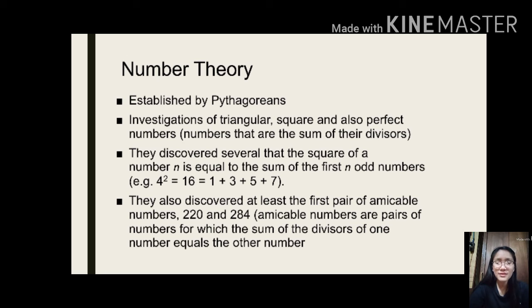Another example is 3 squared. 3 squared is equal to 9, and the first 3 odd numbers are 1, 3, and 5. If you add these 3 numbers, it will result in 9. They also discovered at least the first pair of amicable numbers, 220 and 284. When I say amicable numbers, for example, lahat ng divisors, kapag pinag-add mo lahat ng divisors ng 220, it will result to 284. At kapag pinag-add mo lahat ng divisors ng 284, ang sum nito ay 220.